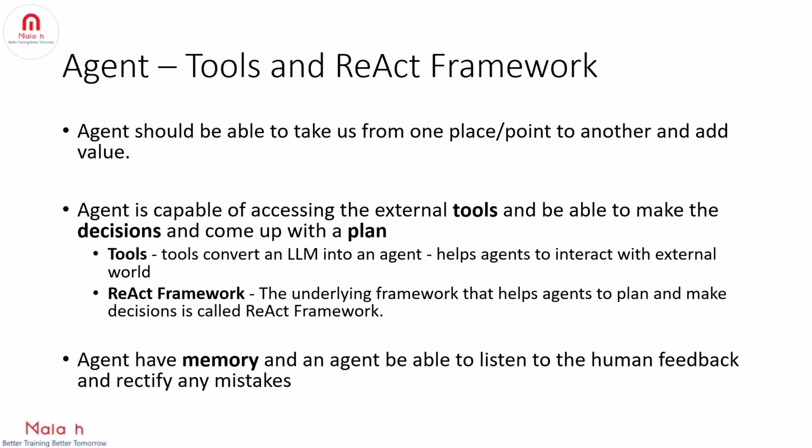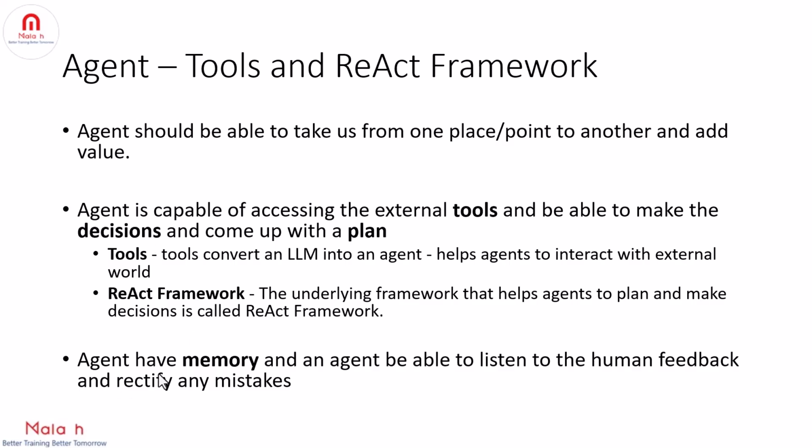So let me quickly recap what we learned about agents so far. The first point is that an agent should be able to take us from one place, that is one point, to another, and the agent should be able to add value to our life. The second point is that an agent is capable of accessing external tools, making decisions, and coming up with a plan.